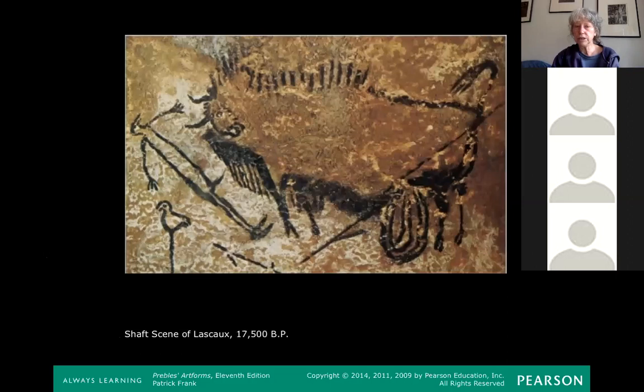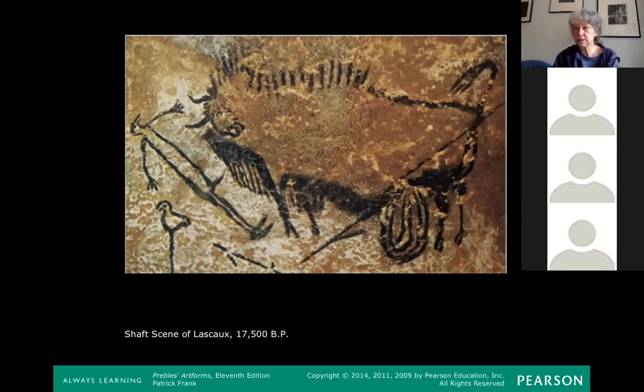Okay, so humans are almost never represented in the cave paintings. There are very few representations of humans. There are handprints of humans, and some small ones signifying that children and women were in the caves.